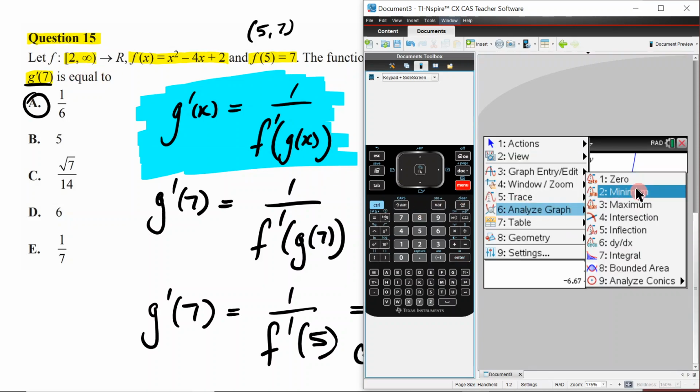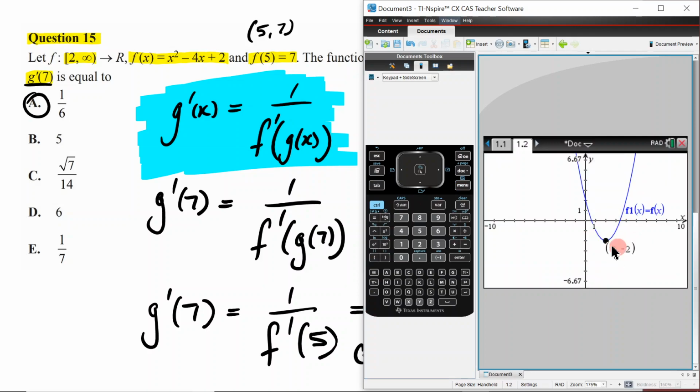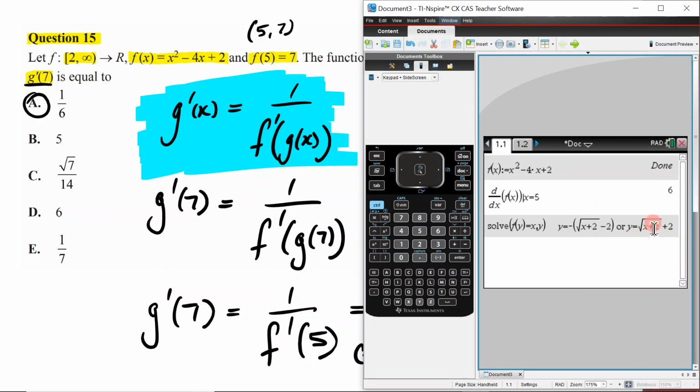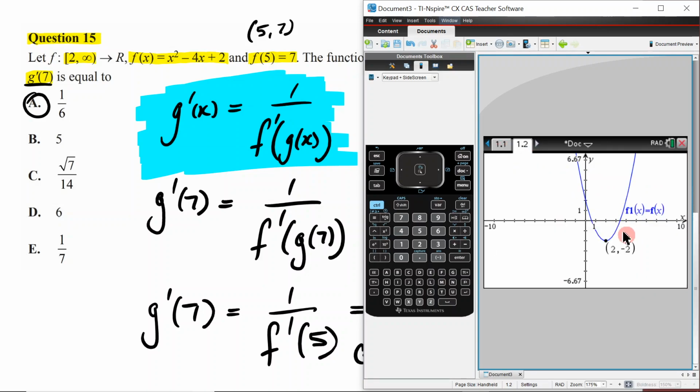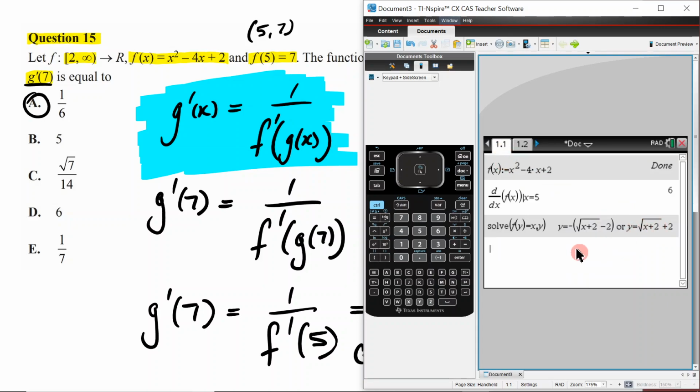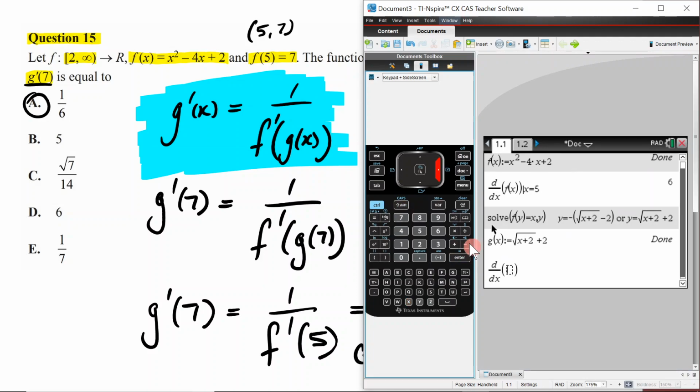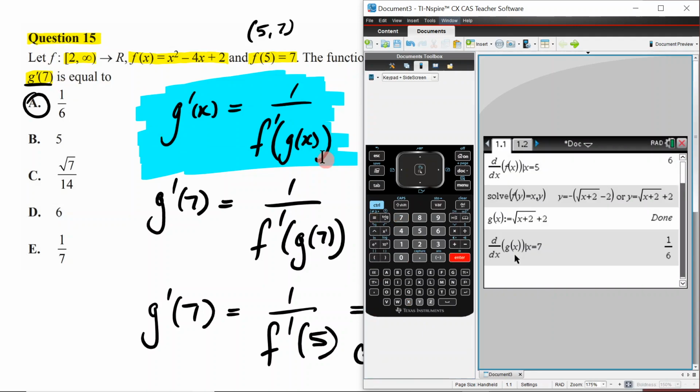So analyze the graph, minimum. This is 2 to infinity. So obviously, when we're given these two options, we are going to want the positive one, because when you picture the inverse, it's just going to be the positive version of it. So this one right here. So now we can define g of x as this. And then I'm going to take the derivative of g of x when x is equal to 7, and this should be 1 over 6 as well.